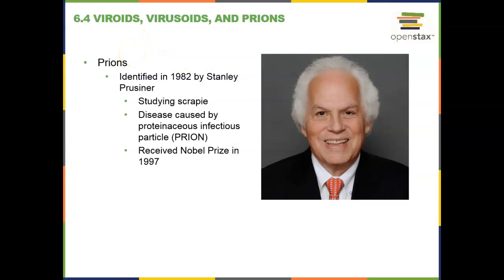So Stanley Prusiner is the individual who identified the first prions in 1982. He was studying scrapie, which is a prion disease in sheep, similar to the prion disease known as Creutzfeldt-Jakob in humans, and mad cow disease in cows. A prion is a proteinaceous infectious particle. That's where the name comes from.